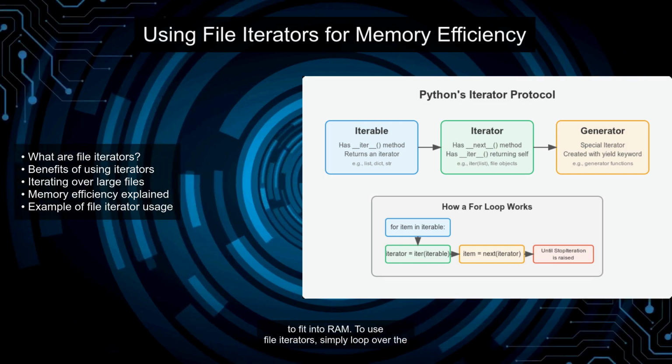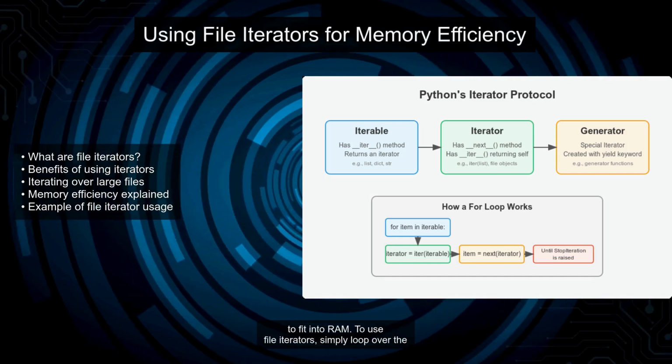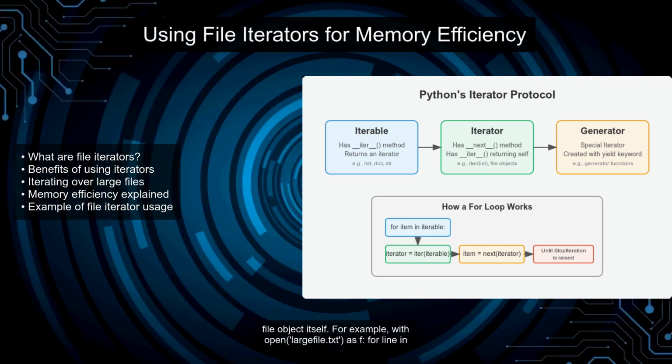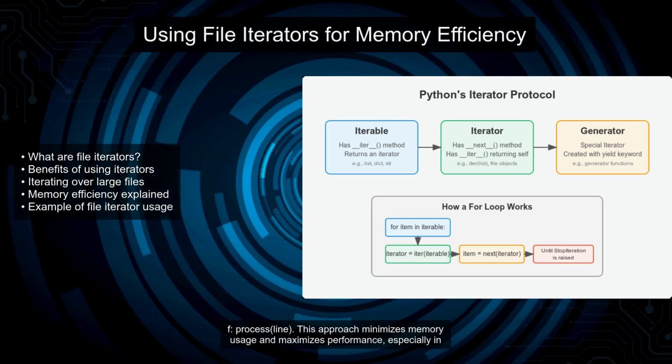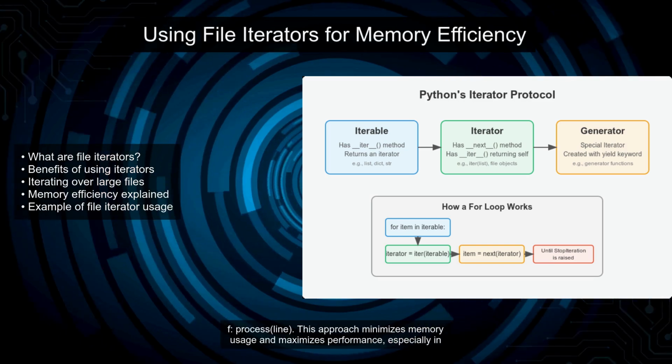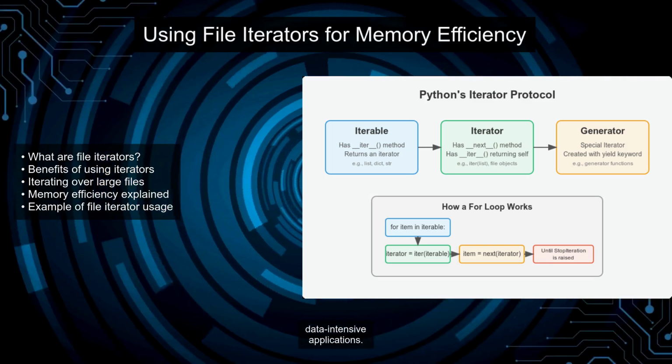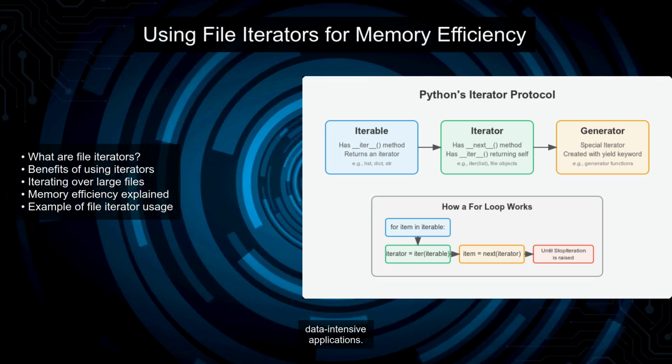To use file iterators, simply loop over the file object itself. For example: with open('large_file.txt') as f: for line in f: process(line). This approach minimizes memory usage and maximizes performance, especially in data-intensive applications.